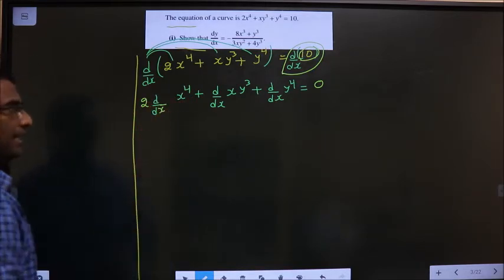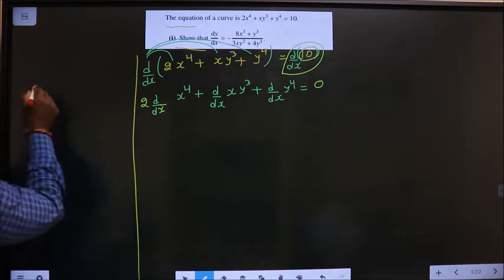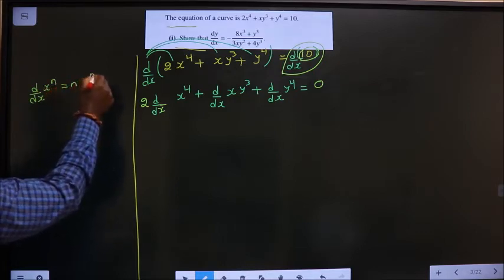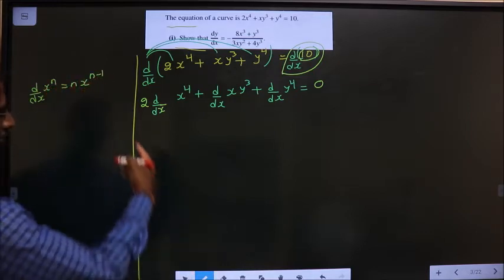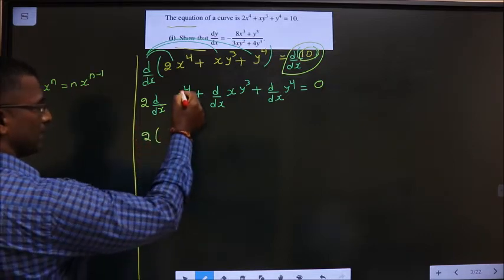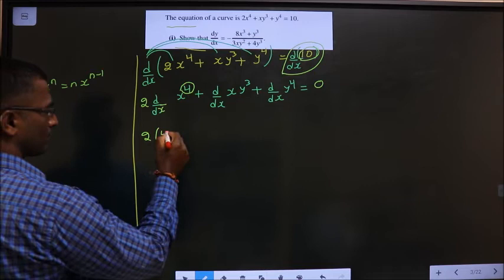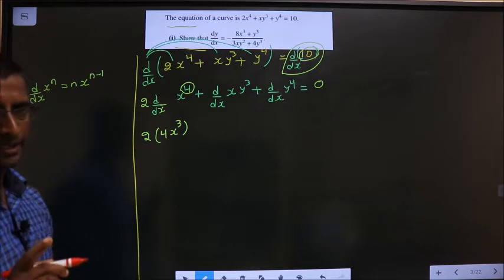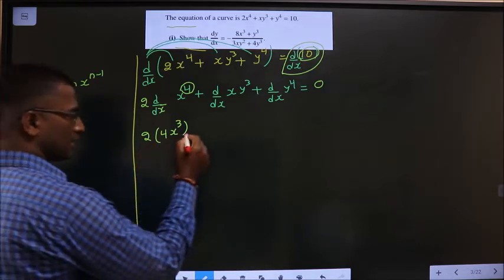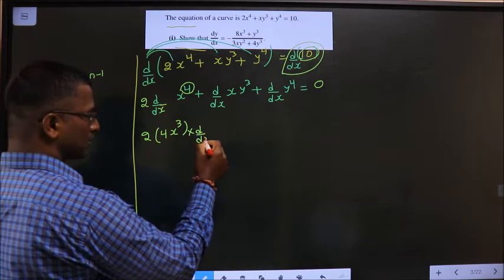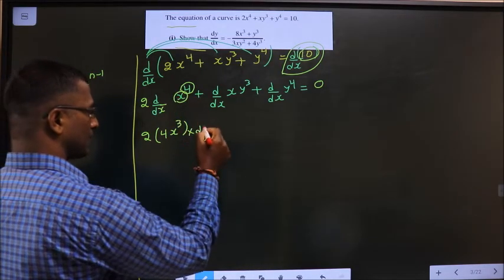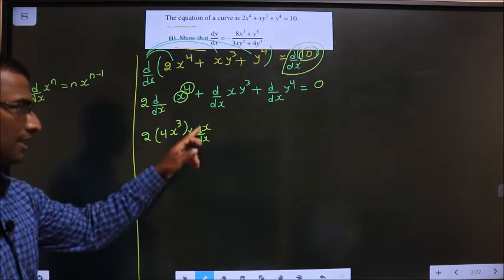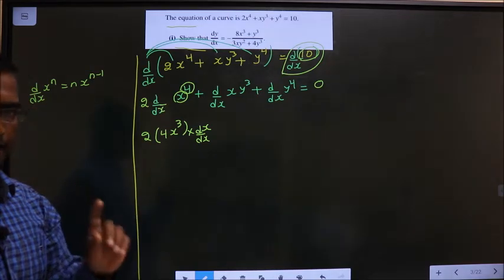Now what is d by dx of x power 4? The formula is d by dx of x power n is equal to n into x power n minus 1. So this will change to, in place of n you have 4. So 4 into x power 4 minus 1 is 3. And the good practice is, to the answer write into d by dx of whatever letter present, x. Do not forget this. No doubt this will result in 1, but still you write it.